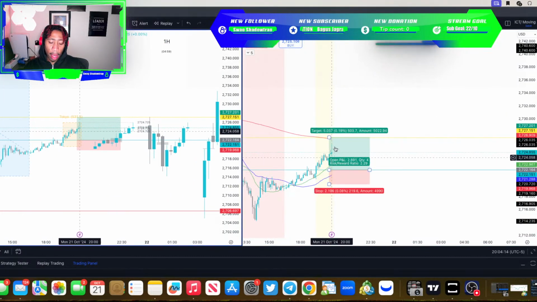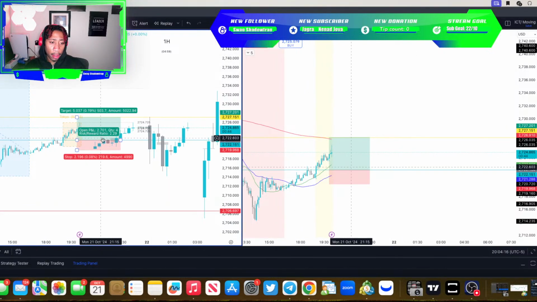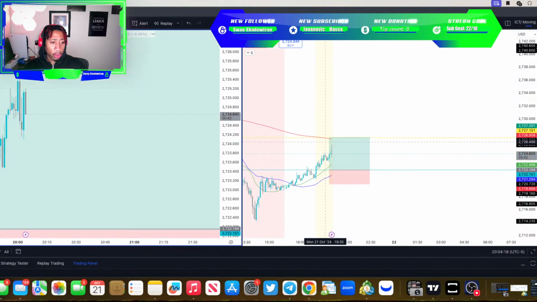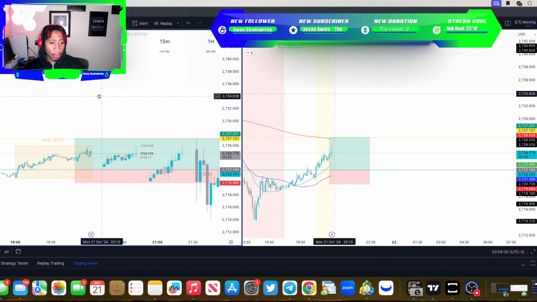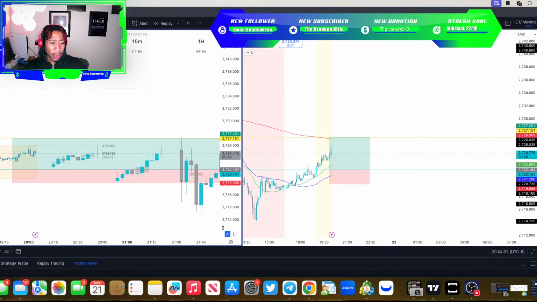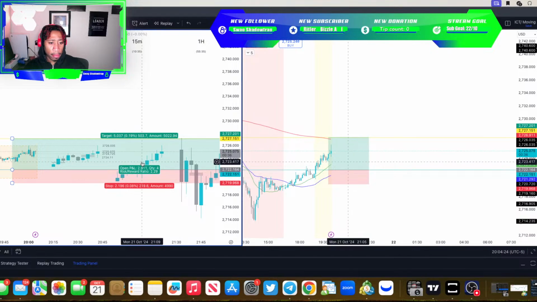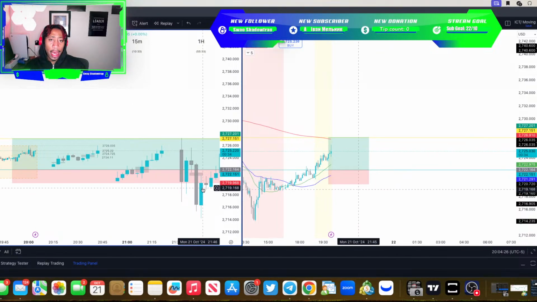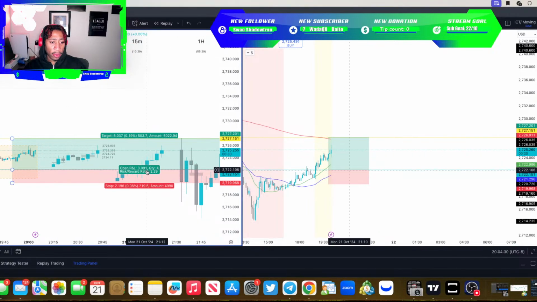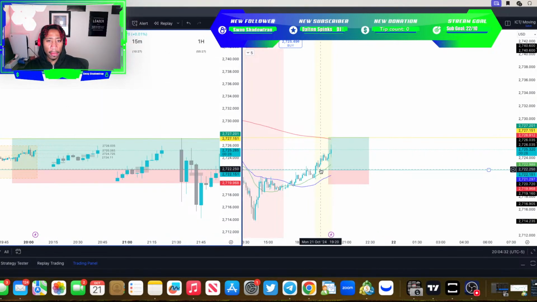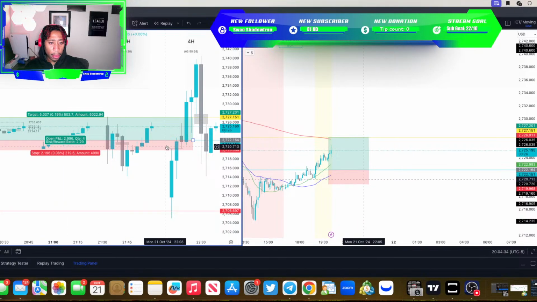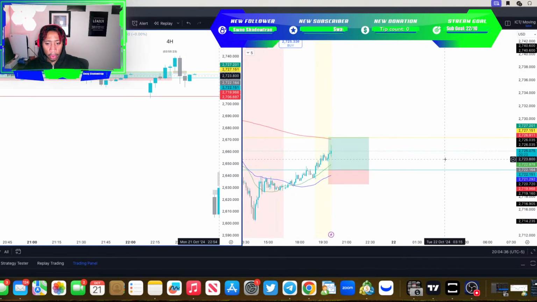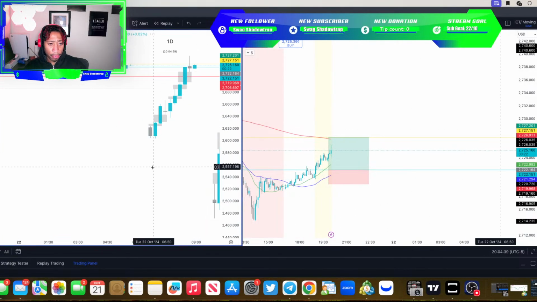I definitely want to participate in the move higher, but you gotta wait for an entry, guys. That's the problem. There was a 5 minute fair value gap, but the 15 looked more potent. I'll take the next highest time frame. So if there's a 15, I'd rather go for the 15 than the five. Now if it takes the five and runs off, then it just runs. But I'd rather go for the 15.